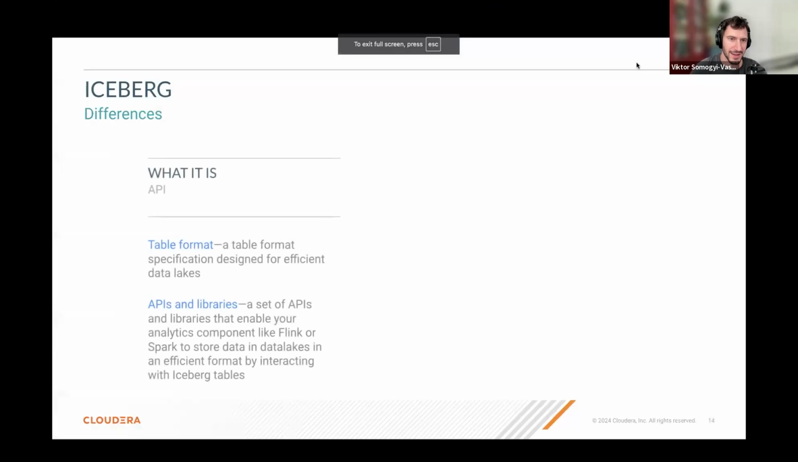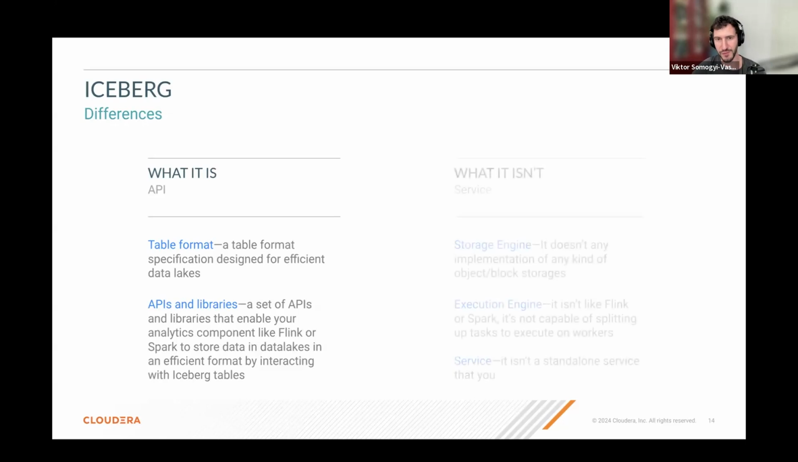So what is Iceberg? It is practically an API and a set of libraries. It is a table format specification designed for efficient data lakes. In practice, and we will see some of it, you would use Flink and create Iceberg tables that would save data into Hadoop or S3 in a specified format, and that format is specified by Iceberg. It is designed to be more efficient than Hive, for instance.